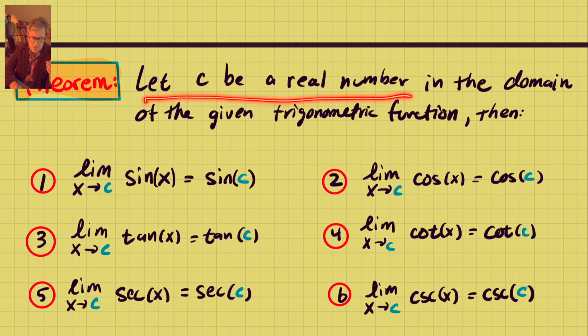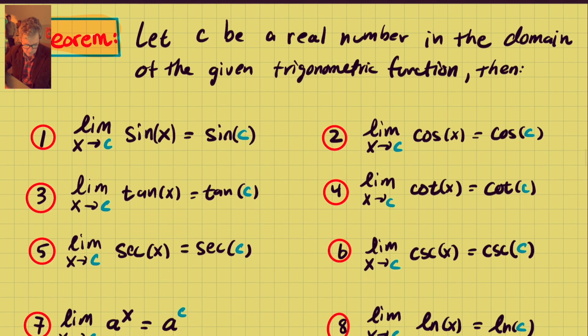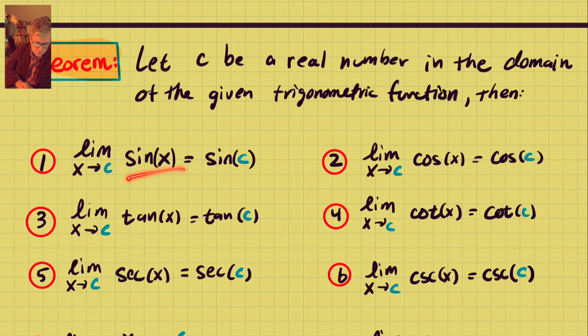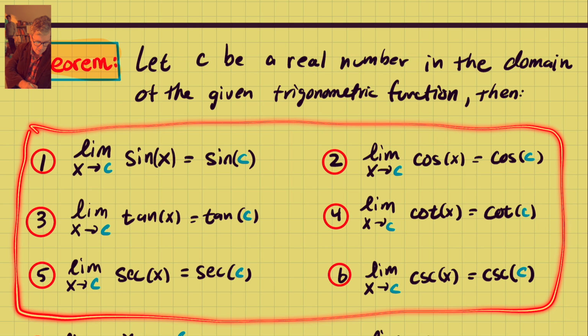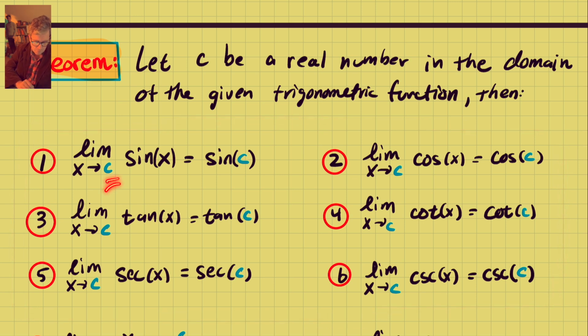So let's let C be a real number in the domain of the given trigonometric function. Then here we go. The limit as x approaches C of sine is just sine of C. The limit as x approaches C of cosine is just cosine of C. The limit of tangent is just tangent of C, cotangent of C, secant, cosecant. So basically all 6 trigonometric functions, you can just evaluate straightforward, right? You just plug in the limit point and you get the limit.